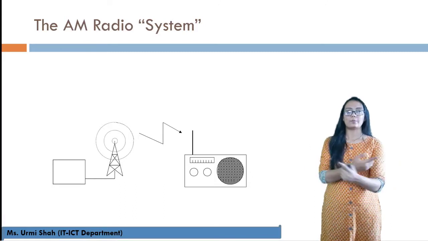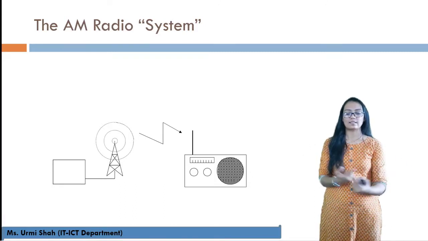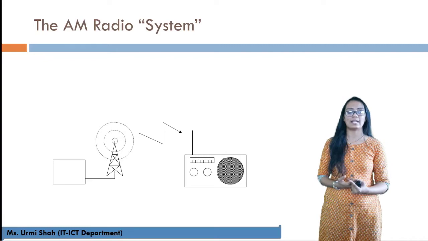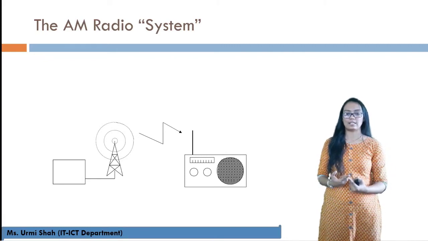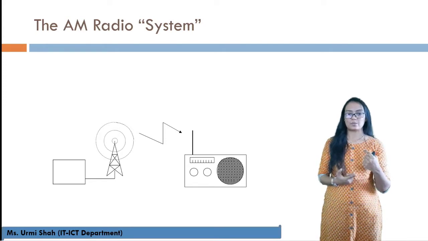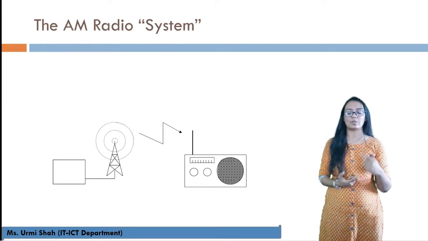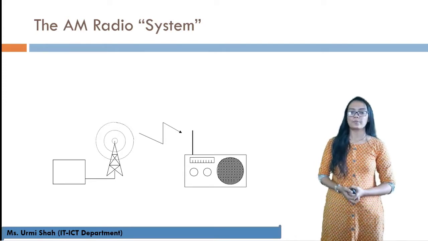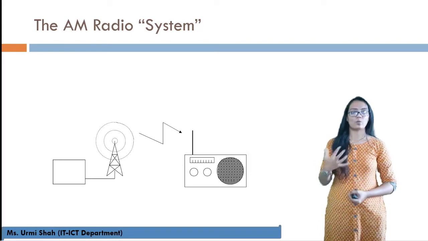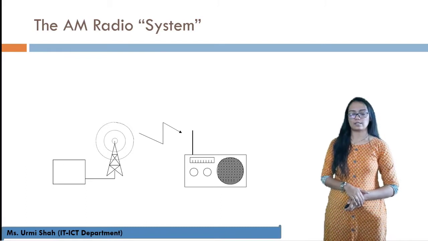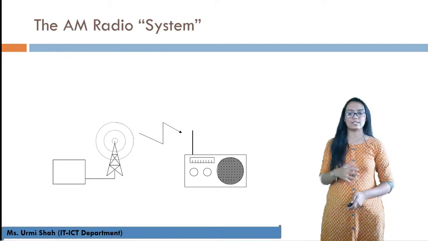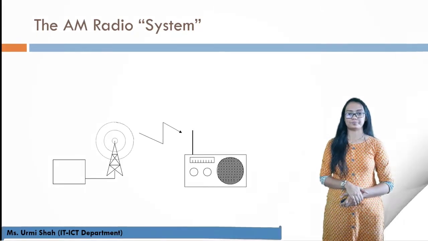Surrounding the radio, there are multiple frequencies or antennas available. From the available antenna or frequency range, the radio is going to capture that frequency and generate the audio signal or voice signal. So this is the working of an AM radio system. In an AM radio system, you will always see two blocks, that is, transmitter and receiver.